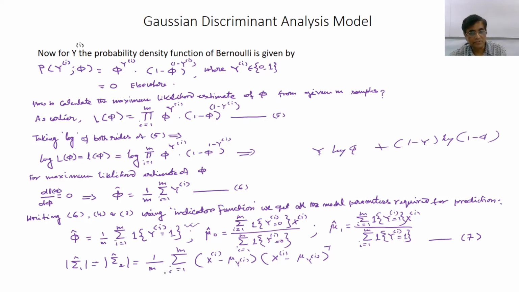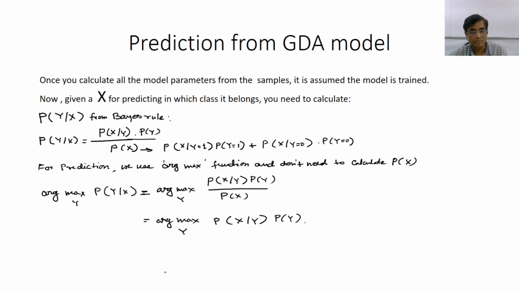Then the distribution is known to you, and then you can do the prediction. Once you calculate all the model parameters, this is actually the training process. Determination of the model parameters is your training process, and then from Bayes rule you can calculate using the argmax function, given a particular feature, in which class it belongs.